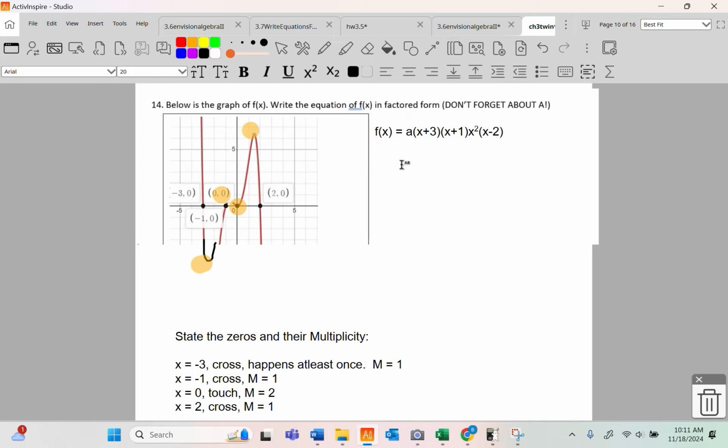All right, now how do we find a? Find a, use the y-intercept. Or can you? There's another point you need that I didn't give you. Bummer. It's going to be right up here.